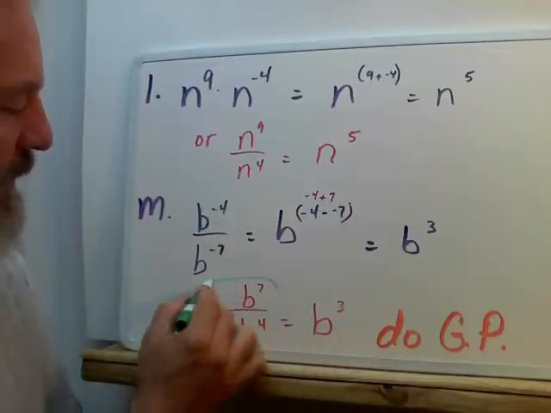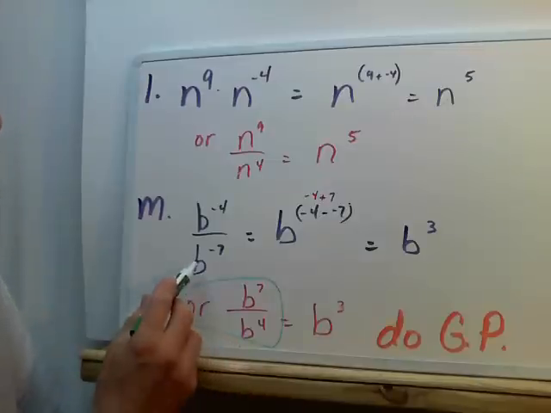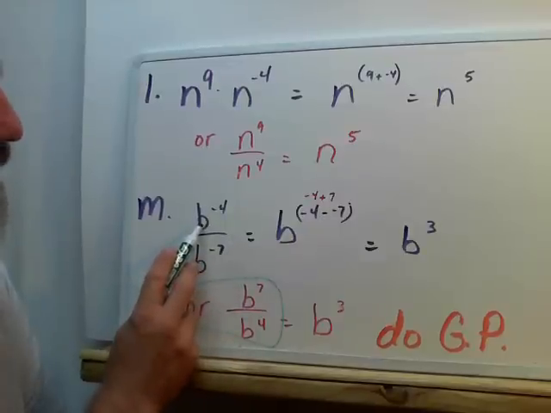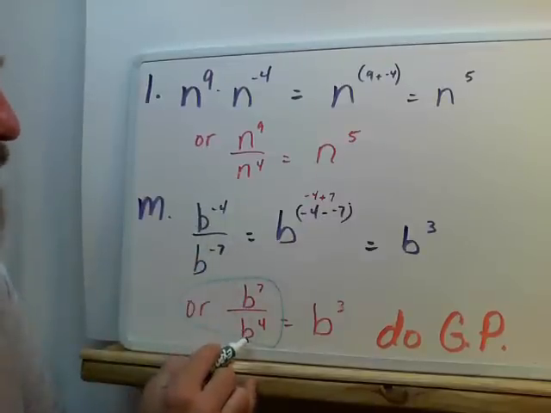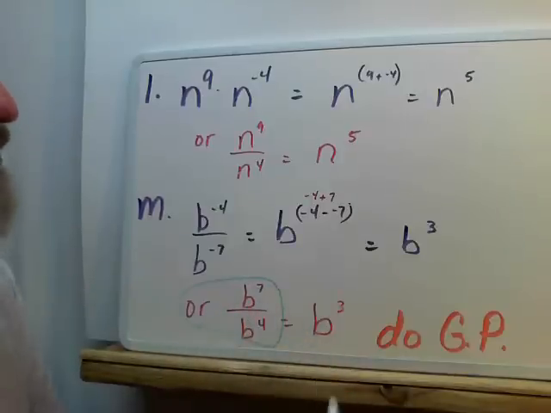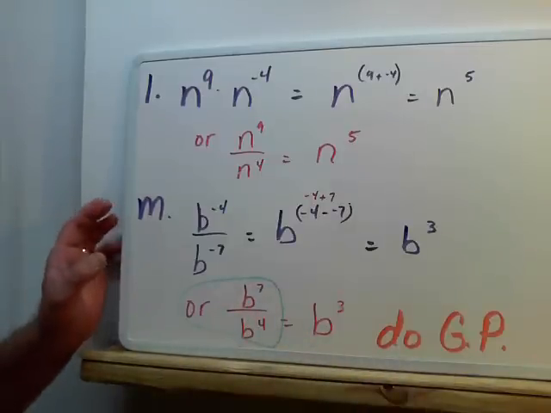This, I think, is definitely the easier way to go here. If you move the b to the negative 7 to the numerator, it becomes b to the 7th. Move b to the negative 4 to the denominator, it becomes b to the positive 4. And now we just have b to the 7th over b to the 4th. 7 minus 4 is 3. b to the 3rd power. Please do the guided practice.